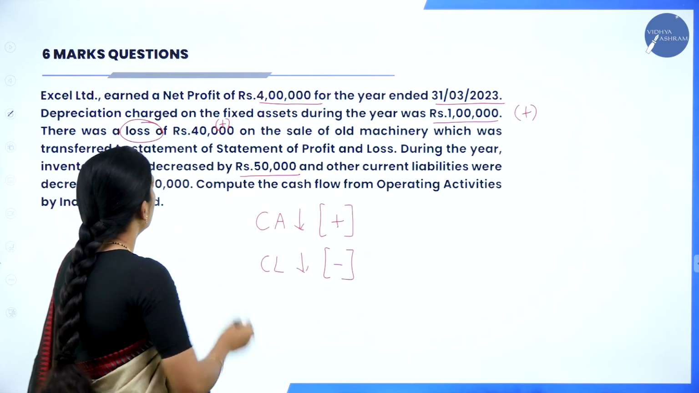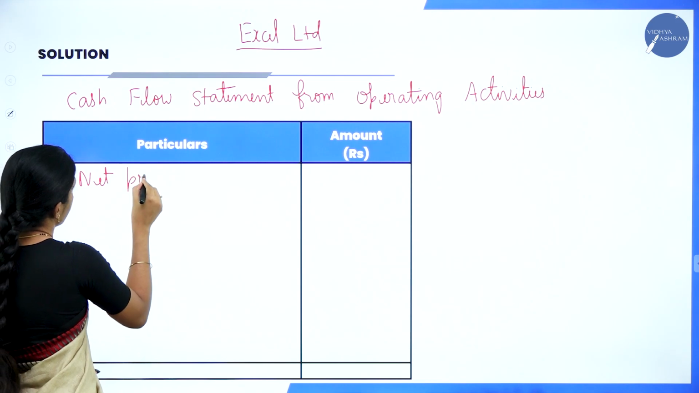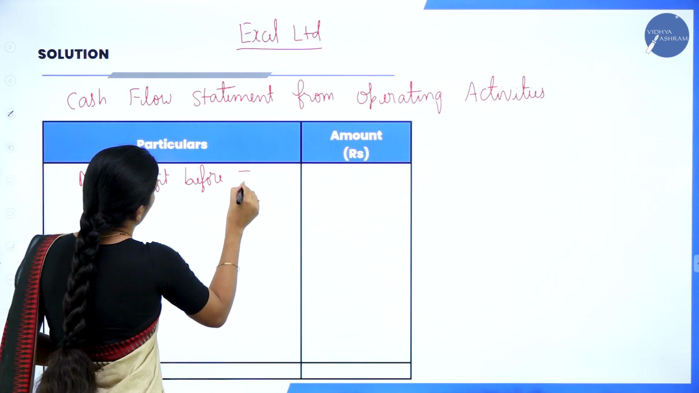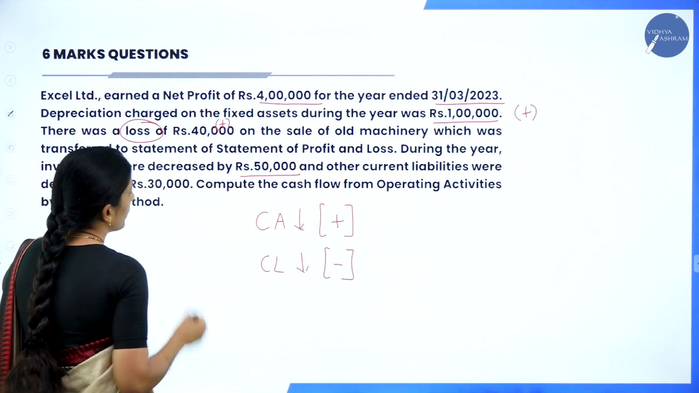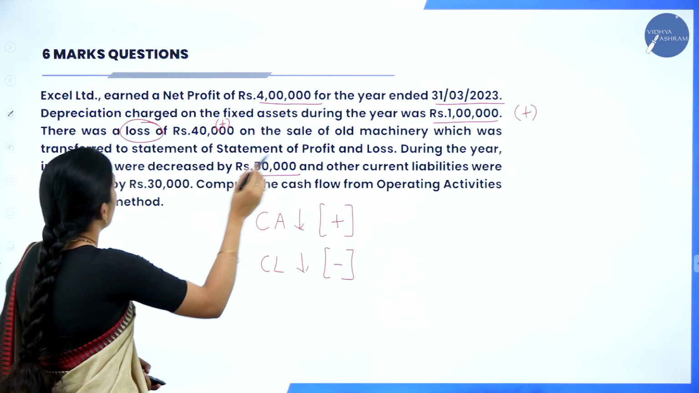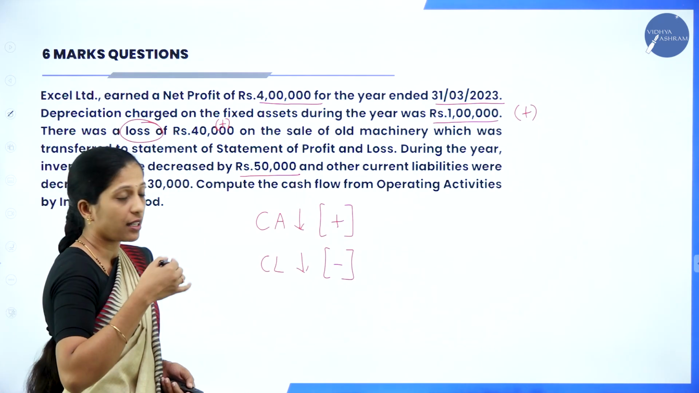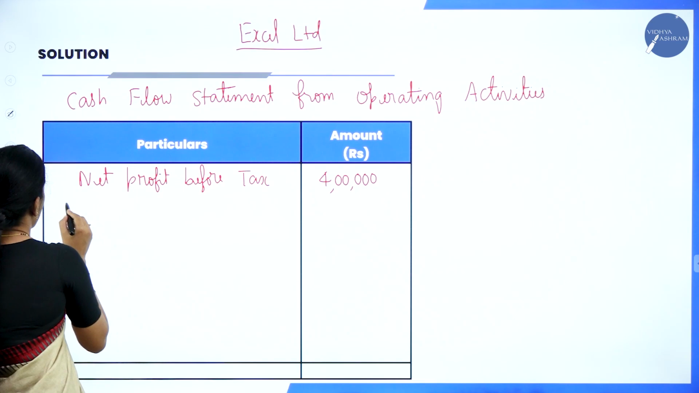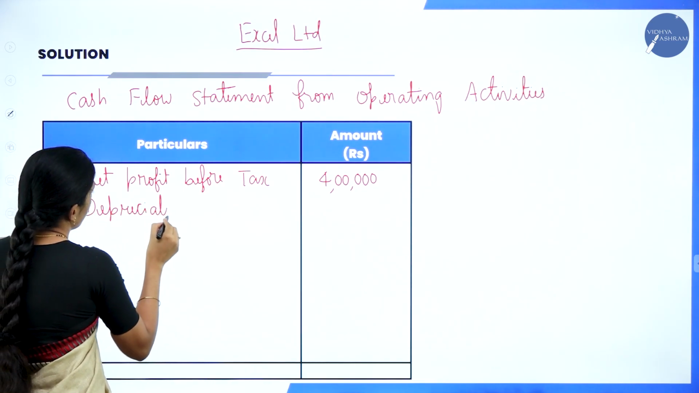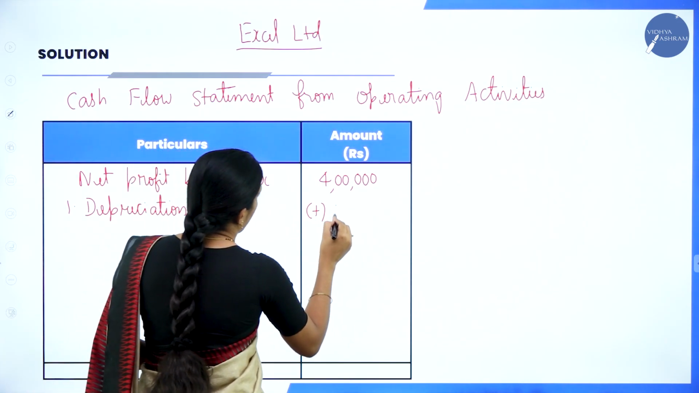So, you will start with the net profit. So, let us assume it is net profit before tax. Net profit before tax, that is 4 lakh. Next, they have given depreciation charged. Depreciation normally we will minus, but here you have to add. So depreciation, first one, depreciation. So add, amount is 1 lakh.